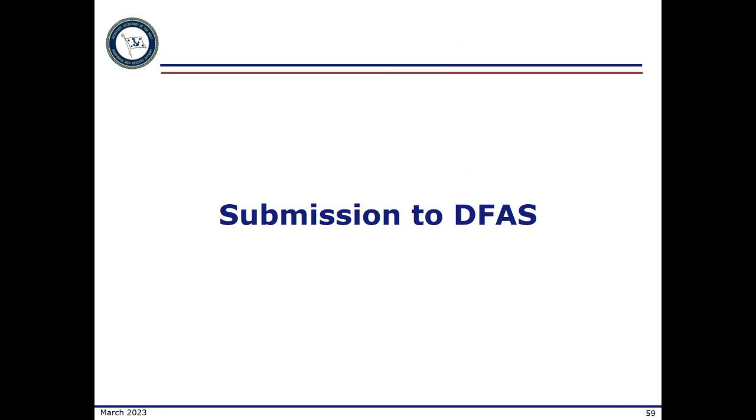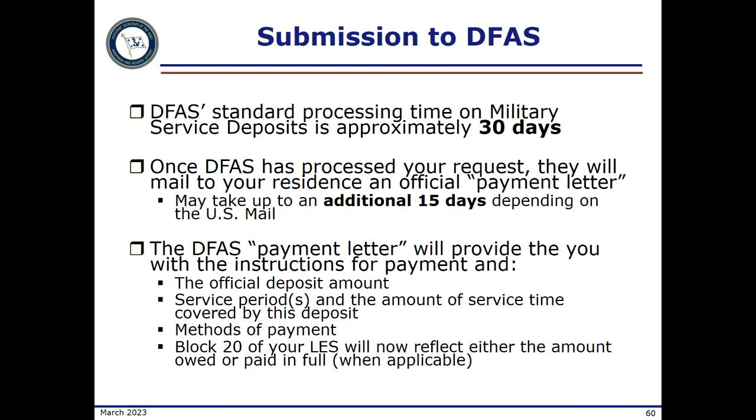So now what happens once the Civilian Benefits Center has certified your application and submitted it to DFAS for processing? DFAS's processing time is around 30 business days, so that is about 6 weeks. Once DFAS has processed your request, they will mail to your residence an official payment letter. We saw an example of that, I believe. Please be mindful that your address is accurate and up to date in MyPay, because that's the address that they're going to use.